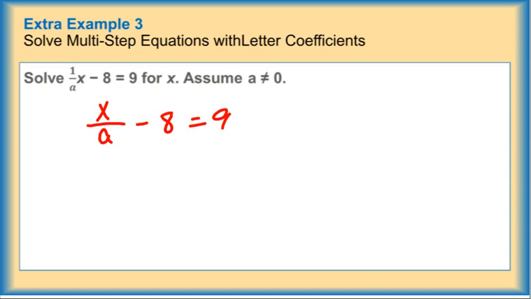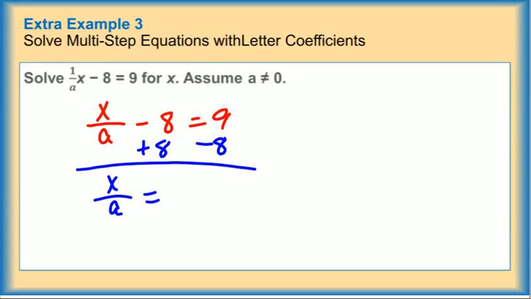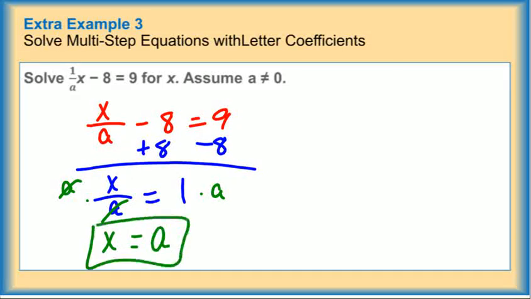Now I need to get this x by itself, so I'm going to add 8 first to both sides, and I'm left with x divided by a equaling +1. Now the opposite of dividing by a is multiply by a. The a's divide out, and I'm left with x equaling 1 times a, which is a. So whatever x is, my a is also going to be. So that is our lesson on solving multi-step equations.